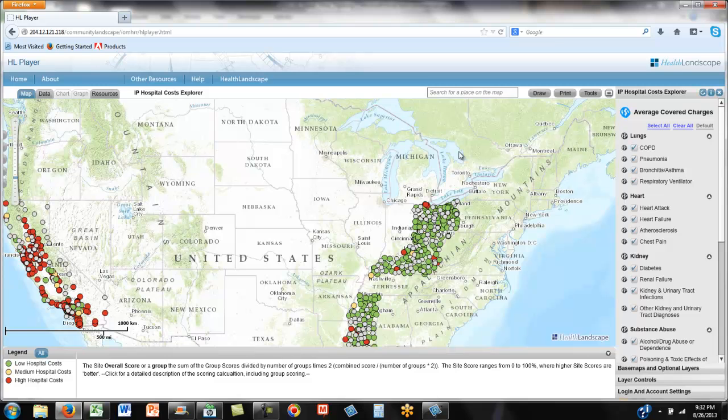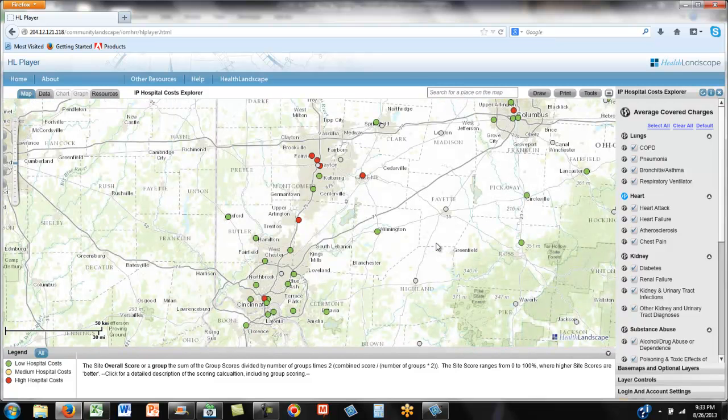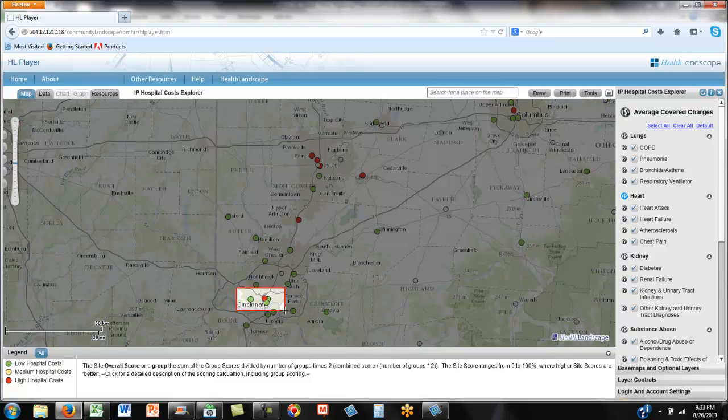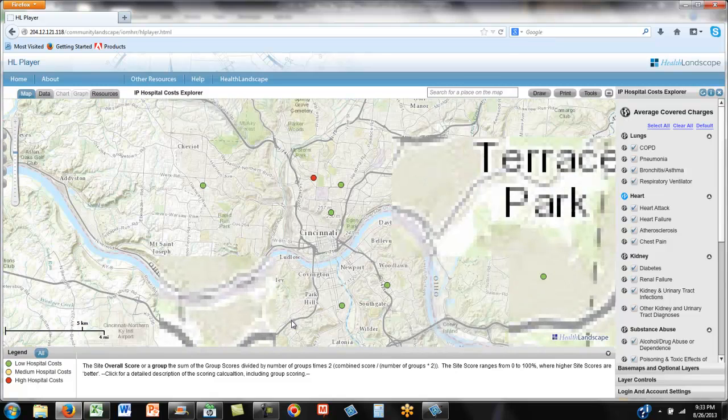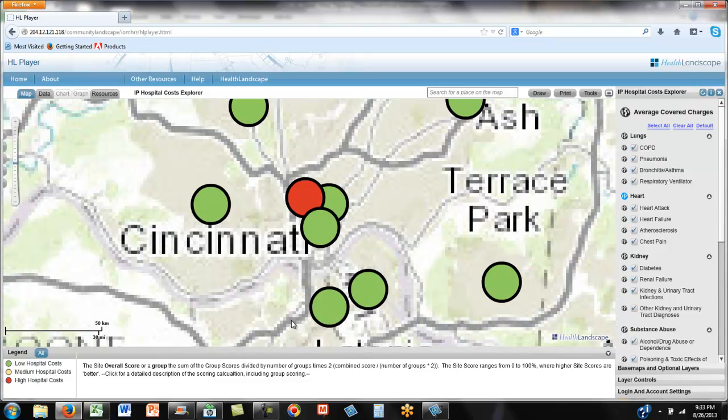First, he selects the heart category. Next, he zooms into the southwest Cincinnati region, then identifies the circles that represent each hospital. He notices that 2 of the 3 hospitals are colored green, and 1 of the hospitals is colored red, which means high hospital costs according to the Centers for Medicare and Medicaid data.